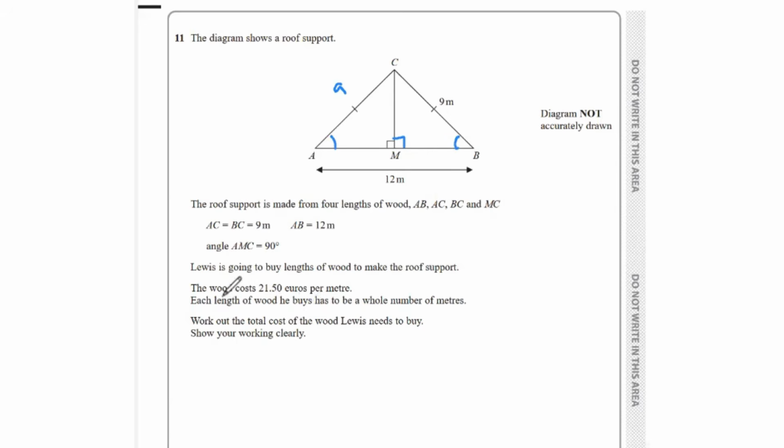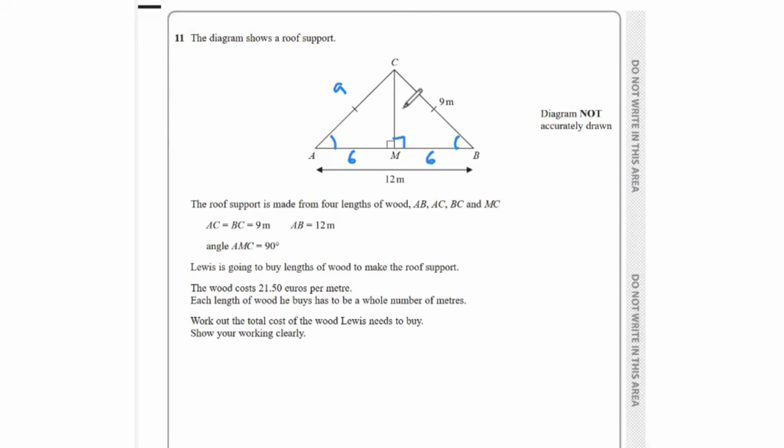So they are saying that Lewis is going to buy lengths of wood to make the roof support. The wood costs 21.50 euros per meter. Each length of wood he buys has to be a whole number of meters. Work out the total cost of the wood Lewis needs to buy. Show your working clearly. So we have 4 lengths, AC, CB, which are already given. AB is given. We need to find the length of CM. Since it's an isosceles triangle, CM is right in the middle. So this is 6, and this is also 6.